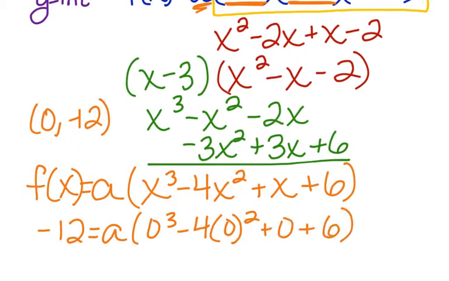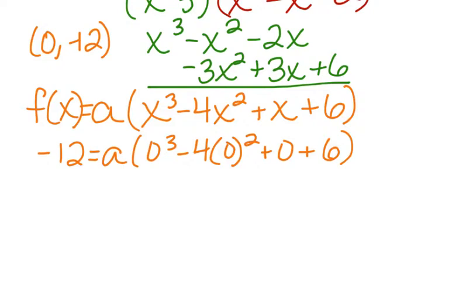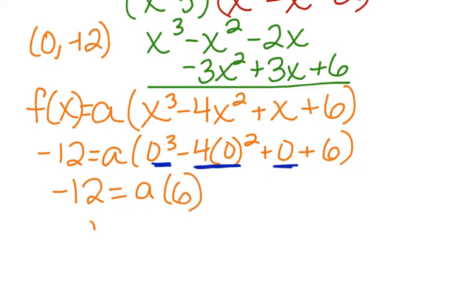And again, this works out very nicely here because you get negative 12 equals a, and then what's in the parentheses, you get 0 here, 0 here, 0 here, so plus 6 is just 6. Divide both sides by 6, you would get a equals negative 2.